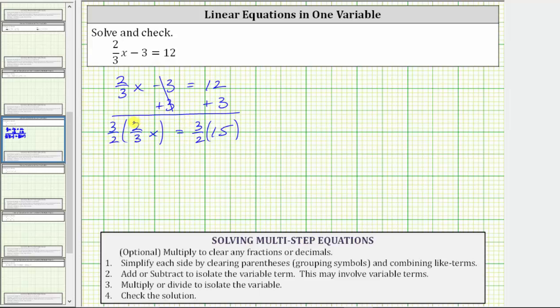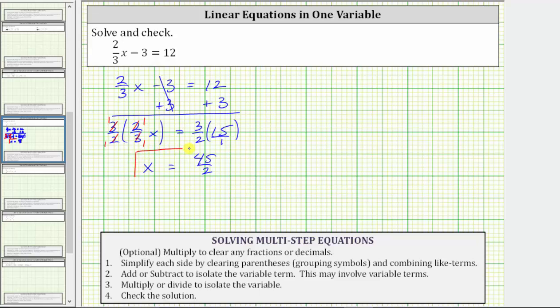On the left, 3/2 times 2/3 is equal to 1, again because the fractions are reciprocals. Or if we want to show the simplifying, there's 1, 3, and 3 here and here. There's 1, 2, and 2 here and here, giving us 1 times x, which is x. We have x equals. On the right, let's write 15 as a fraction with the denominator of 1. Notice there are no common factors between the numerators and denominators, and therefore we go ahead and just multiply the numerators and denominators. 3 times 15 is 45, 2 times 1 is 2. Our solution is x equals 45/2.